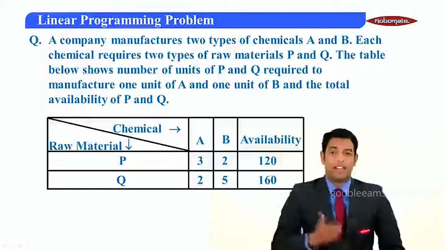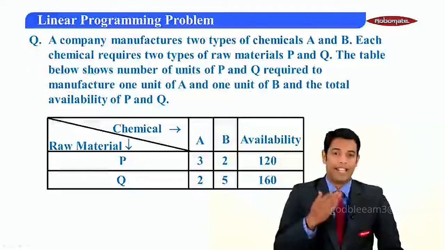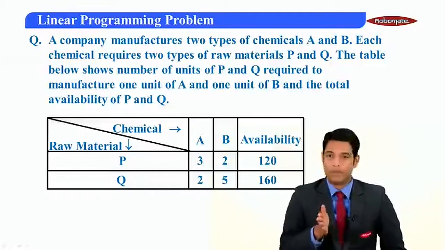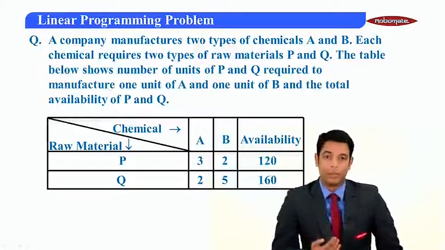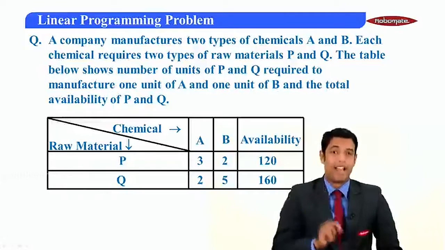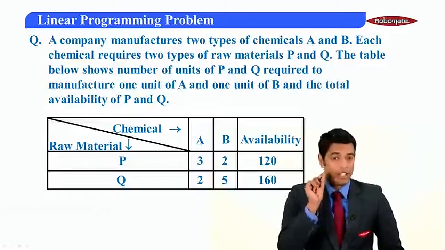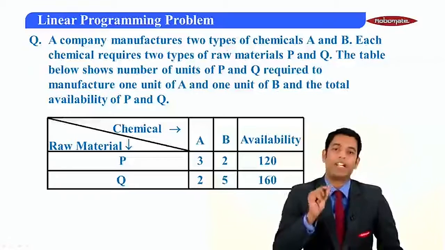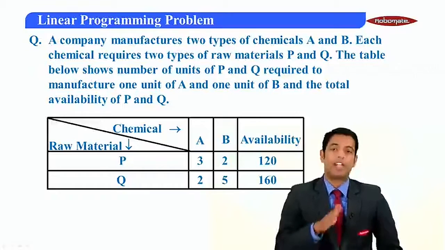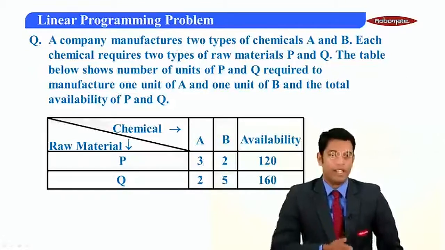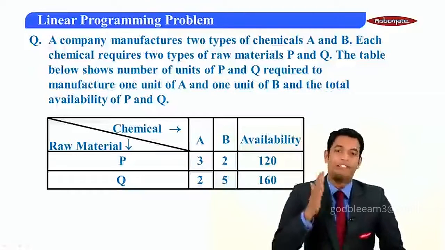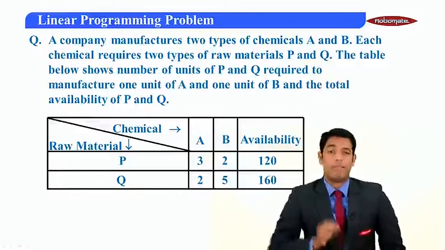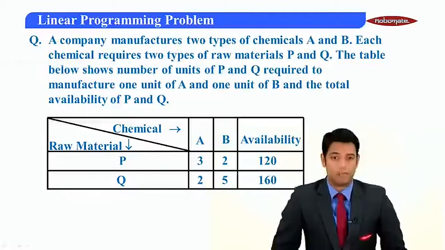That is, the first row says that chemical A and B are there, and the first column says there are two types of raw materials, raw material P and Q. The table says that for manufacturing 1 unit of A, we require 3 units of P and 2 units of Q. Similarly, to manufacture 1 unit of chemical B, we require 2 units of P and 5 units of Q. And obviously the last column indicates the maximum availability of raw materials P and Q.